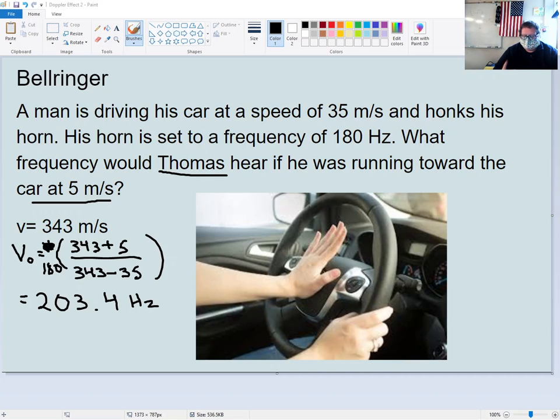The Doppler effect's really not too tough. You just have to pay attention to those signs, be careful in the setup, and then there's some algebra involved, varying degrees depending on what you're looking for. Hopefully that makes sense.